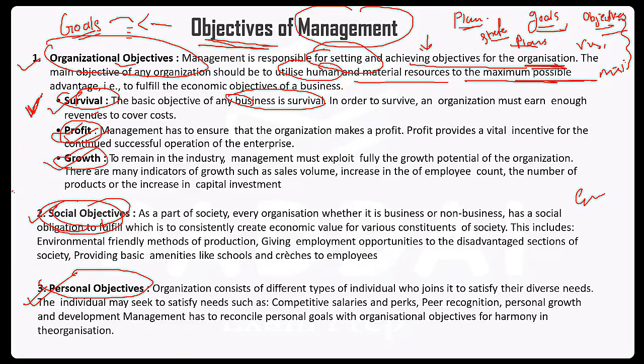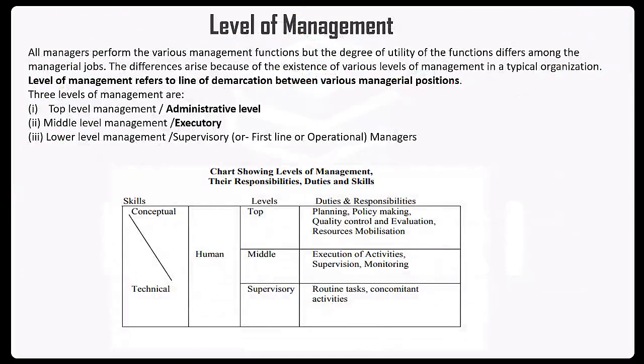So the organization or management should be able to recognize those individual requirements and accordingly take steps, like providing incentives, proper perks, recognition, personal career growth, training and development. So making sure that organizational objectives and individual objectives go hand in hand. So these are the objectives of management. I hope that's very, very clear.